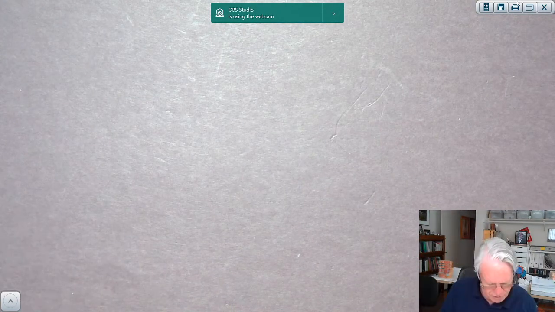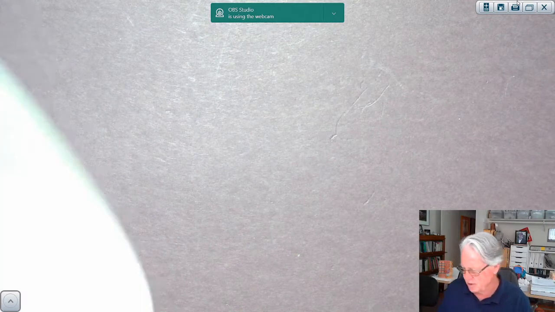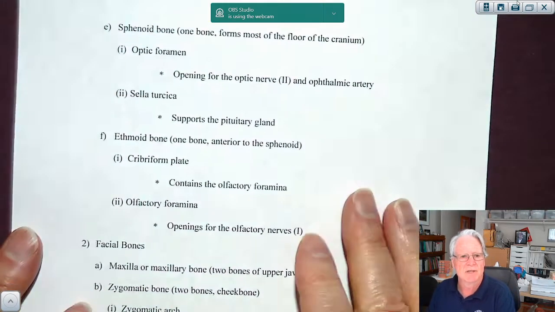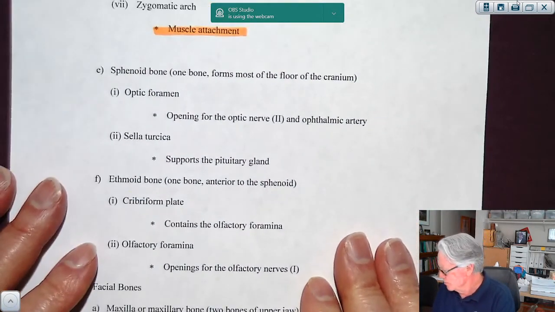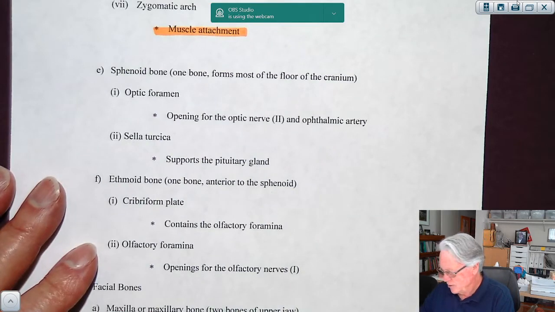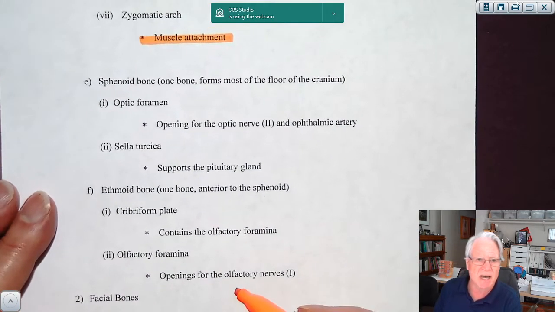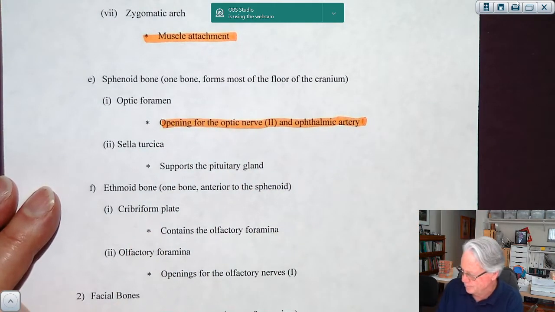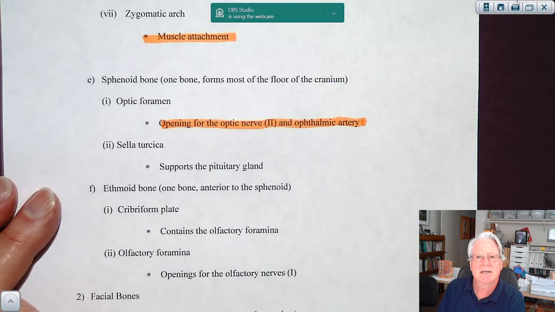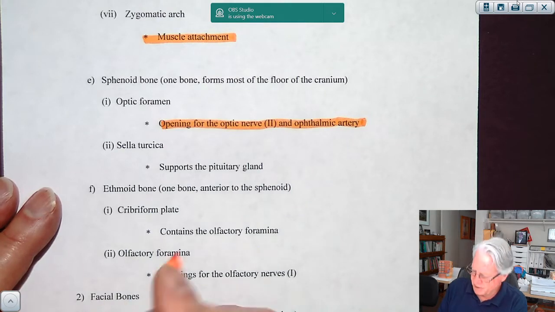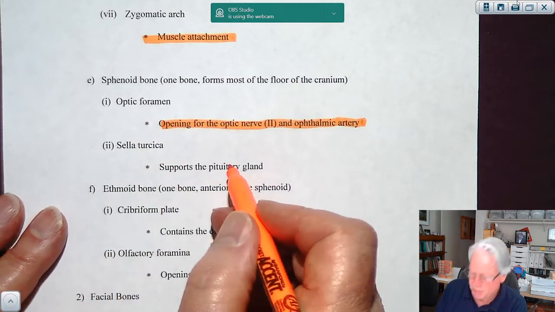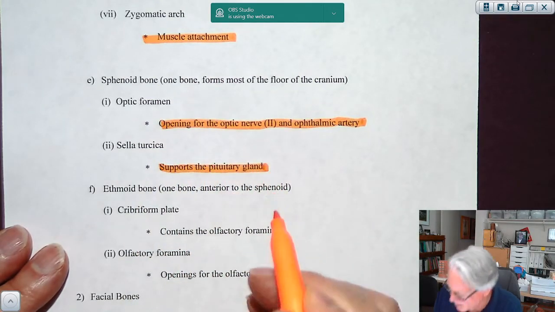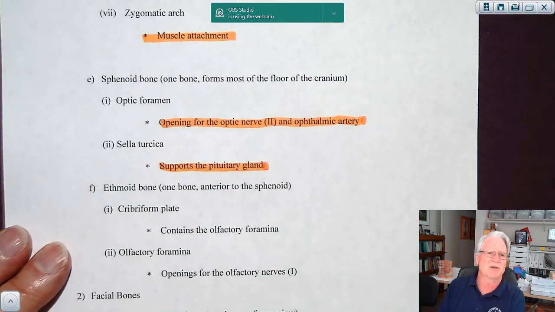And the next bone that we're going to cover is the sphenoid bone. And let's take a look at that. So the sphenoid bone, we are going to find something called the optic foramen, and that's going to be the opening for the optic nerve and the ophthalmic artery. We're going to find something called the sella turcica, which is going to support the pituitary gland. So this is our sphenoid bone.